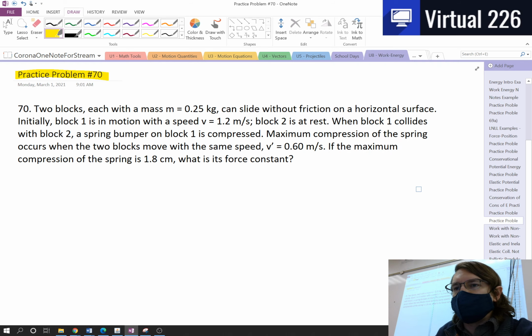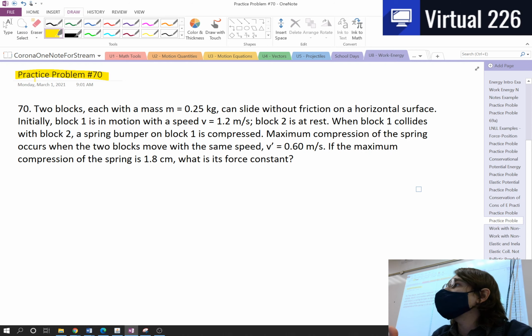Attack bagels, activate. Practice problem number 70 of conservation of energy. And we're going to be using conservative forces here, so we don't have to worry about losing any energy to work. And in this problem, we've got a slightly different example here.